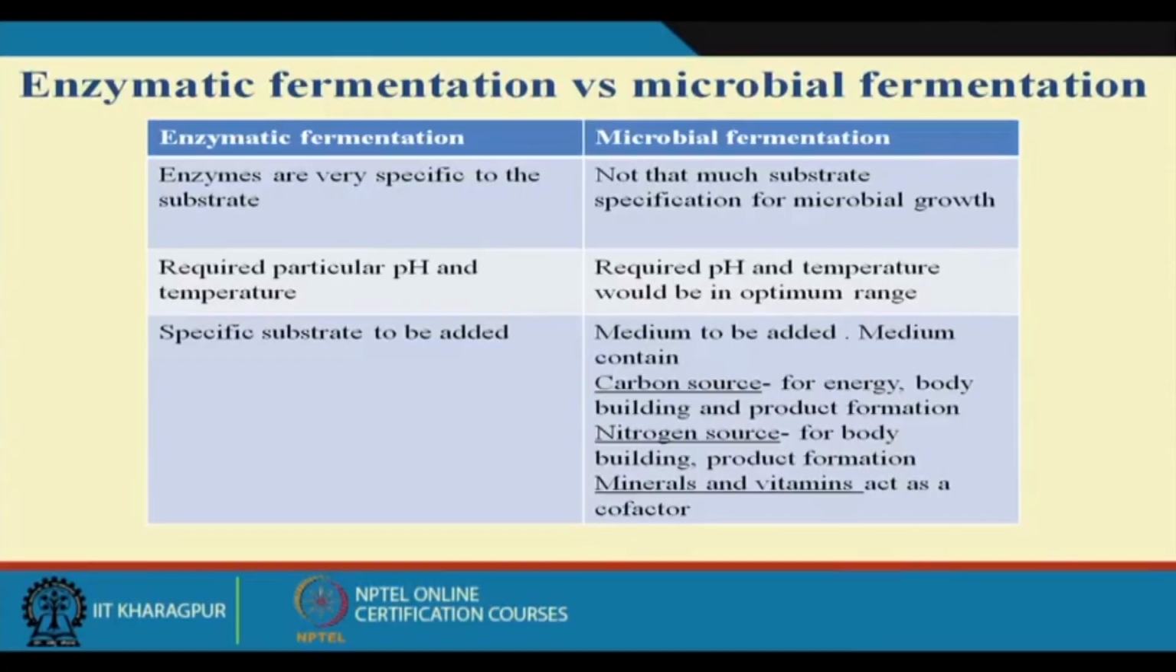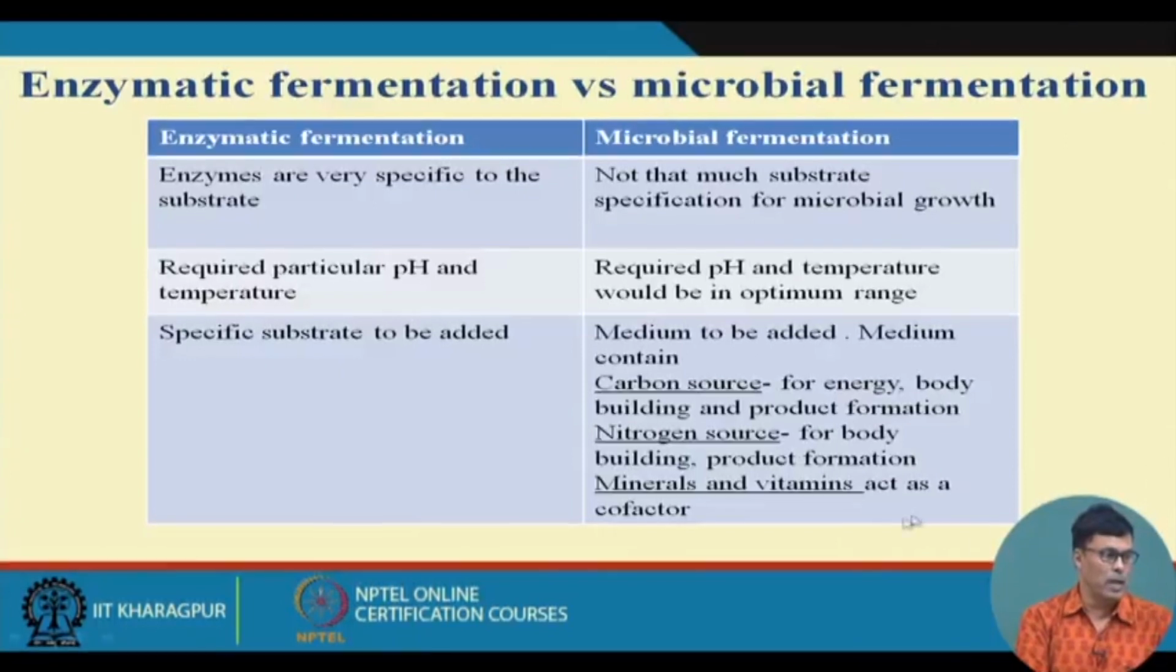Now the question comes, how does this enzymatic reaction differ from the microbial fermentation process? Enzymes are, as I told you, very specific to the substrate, and require a particular pH and temperature. But the microbial fermentation process is not that substrate specific for microbial growth. For example, glucose can produce ethanol, acetic acid, citric acid, and different types of products.